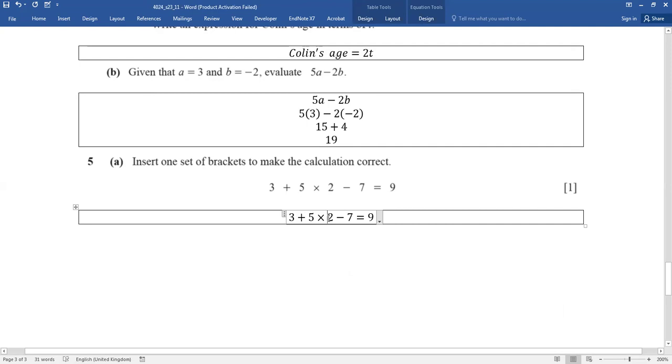So I need to put a bracket either here if I want to do the subtraction first, or I'll need to put a bracket here if I want to do the addition first. So let's see which one of these yields 9. This one does. So this value is 9.